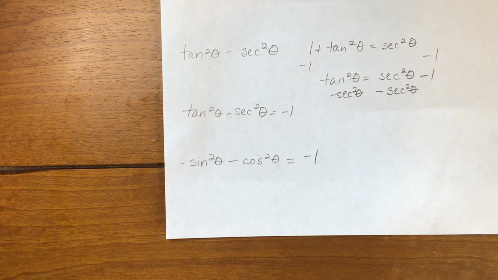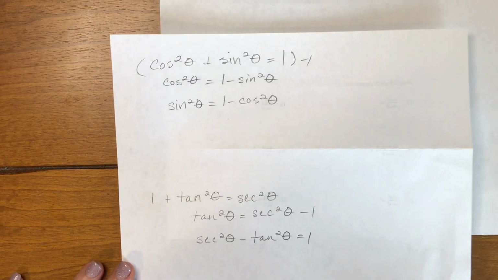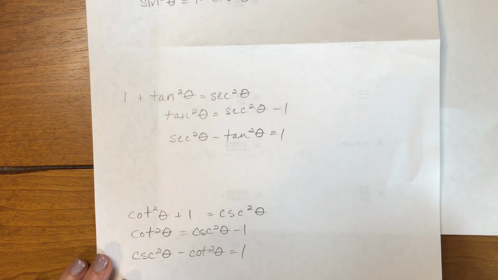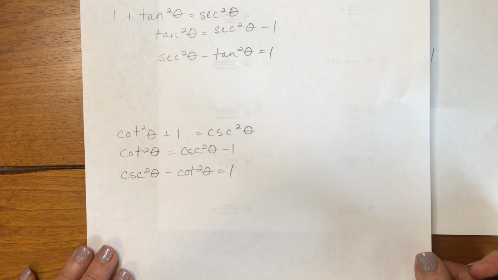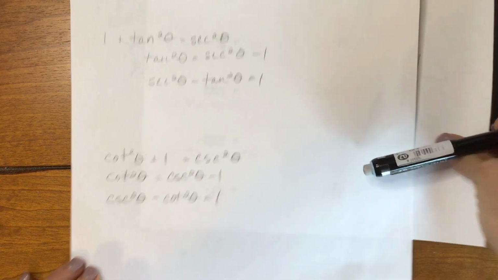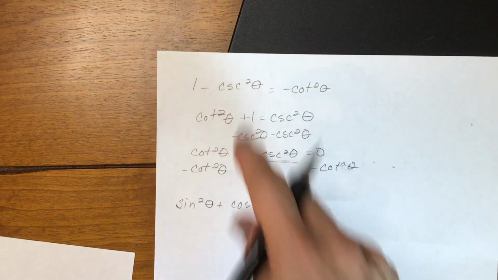So today you're going to use the 3 Pythagorean identities that we started with on Monday, Tuesday, and you're going to be moving them around to answer questions similar to these.